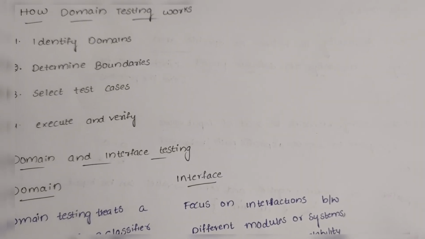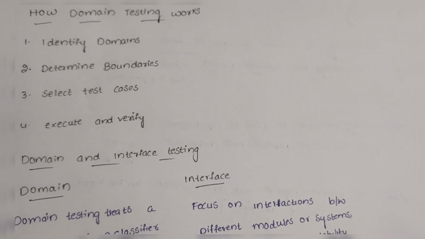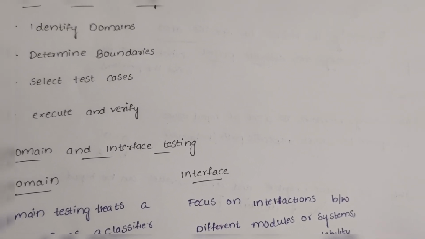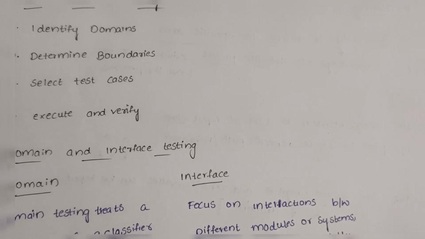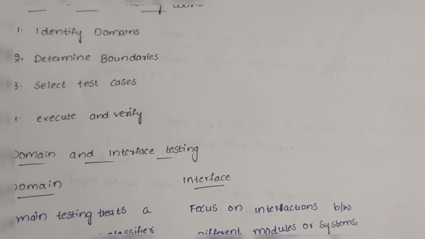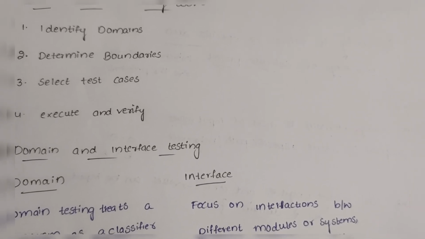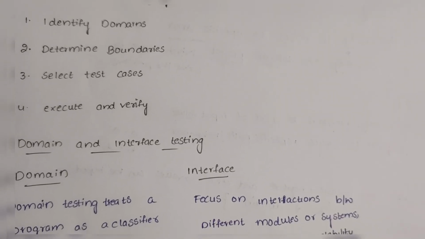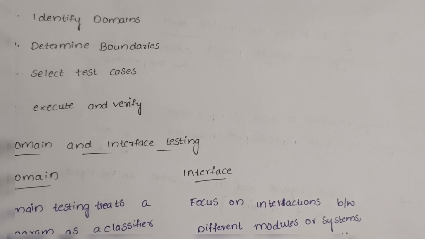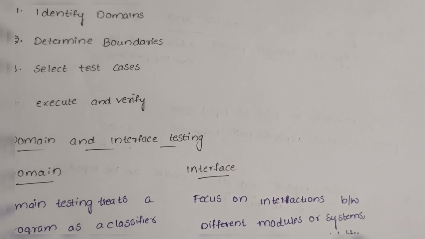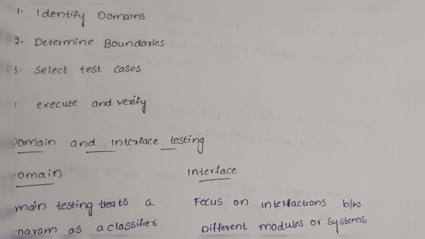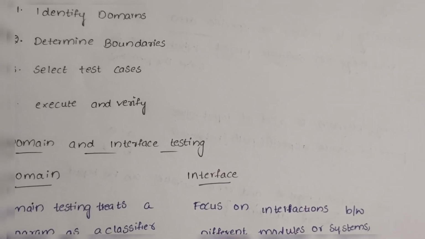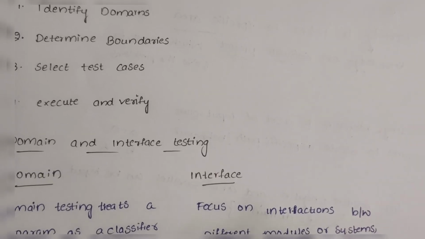How does domain testing work? First of all, we have 4 categories. The first one is identifying domains, the second is determining boundaries, the third is selecting the test cases, and the fourth is execute and verify. First, identifying domains: we have to understand the logic of the program and identify different input domains, which are the values based upon the program requirements and specifications.